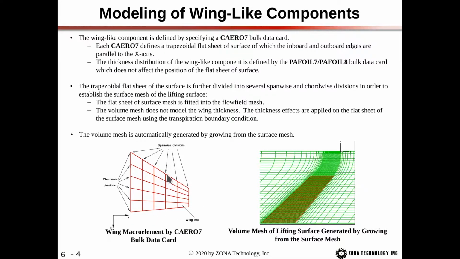The reason that you can't split the wing into multiple C arrow 7s going from the leading edge to the trailing edge is because you need to use the PI foil 7 to define the wing thickness, and you cannot have two C arrow 7s, one right behind the other, with the PI foil 7 to model the wing thickness. That's just not allowed in ZEUS.